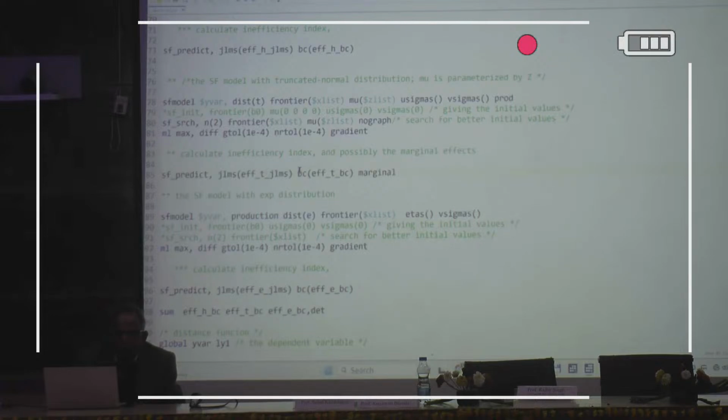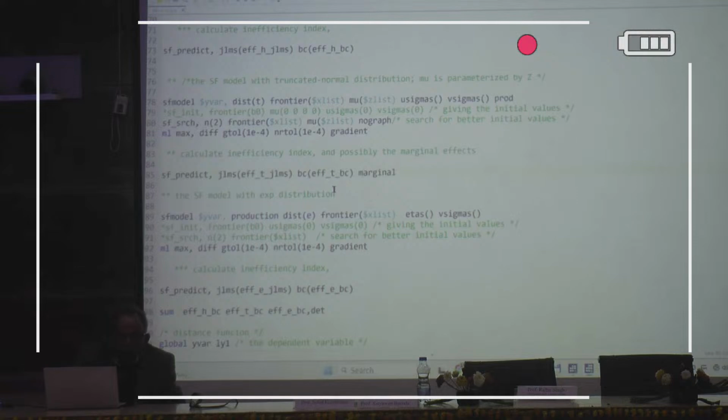Okay, what is next? And then BC, this is the efficiency estimate. You can see that I put T in there to separate it from this one, which has H. So this is half normal, this is truncated normal. So just a different name. You can just say efficiency 1, efficiency 2, and that type of thing. It's up to you, the way you feel comfortable.